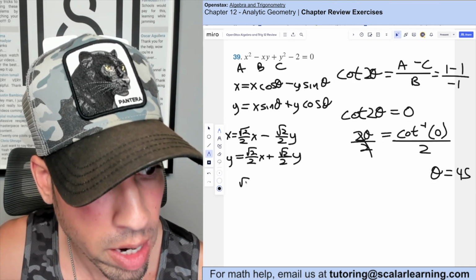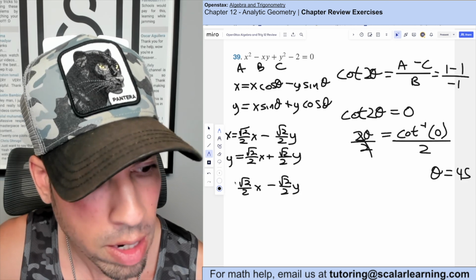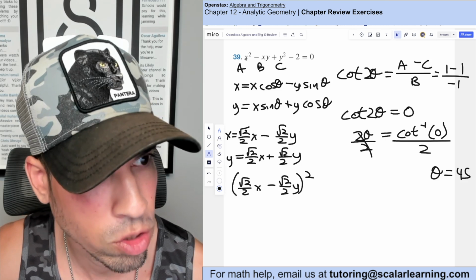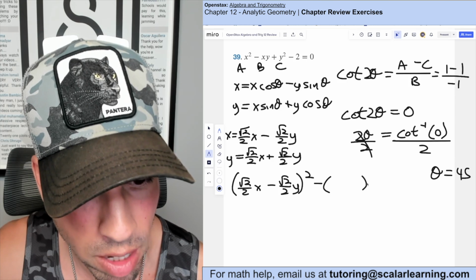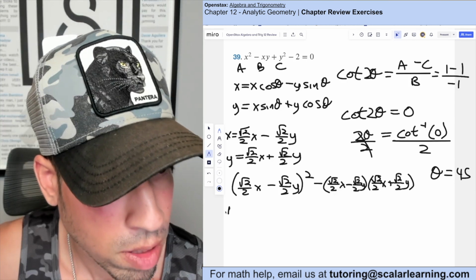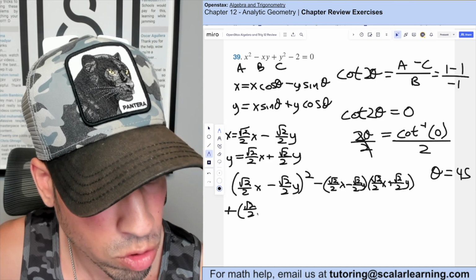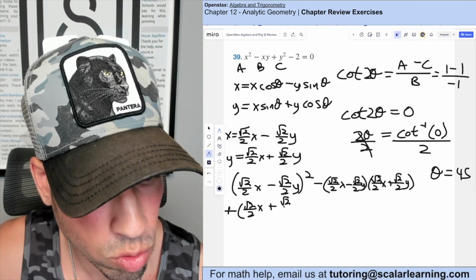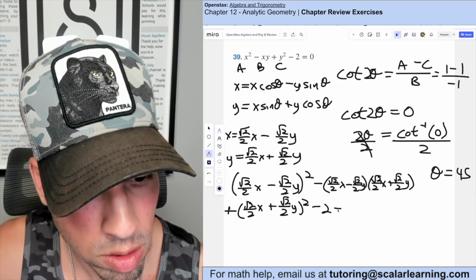So we've got rad 2 over 2x minus rad 2 over 2y, and this is squared, just like that x is squared up here, minus these two multiplied against each other because that's our xy, right? And then we've got plus y squared, which is this, so rad 2 over 2x plus rad 2 over 2y squared, and last but not least, minus 2 is equal to 0.